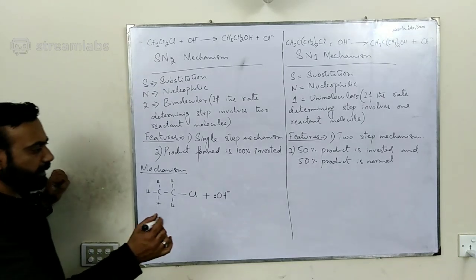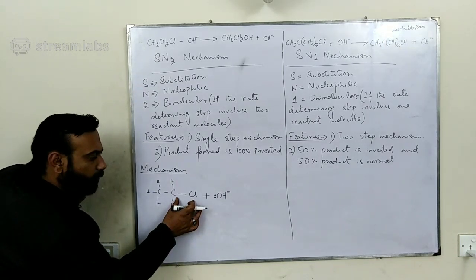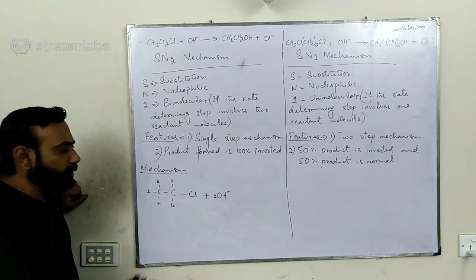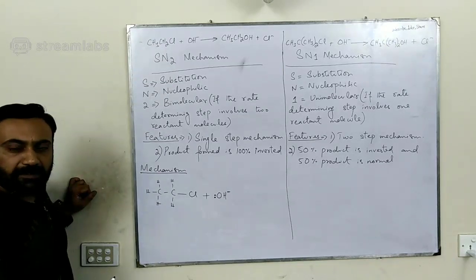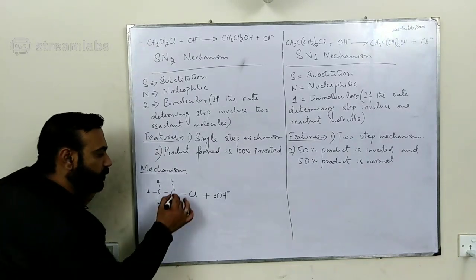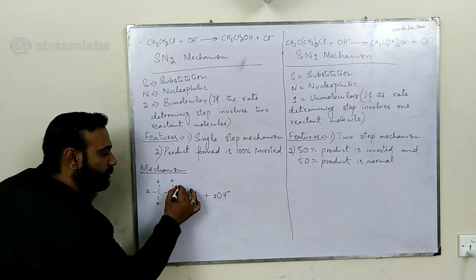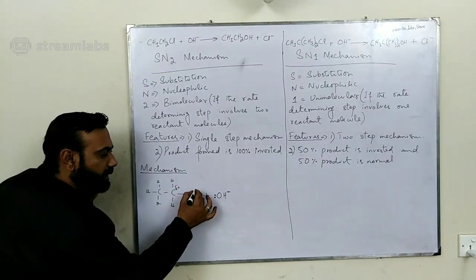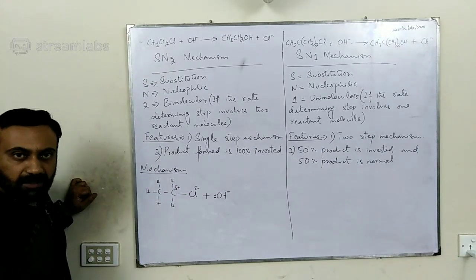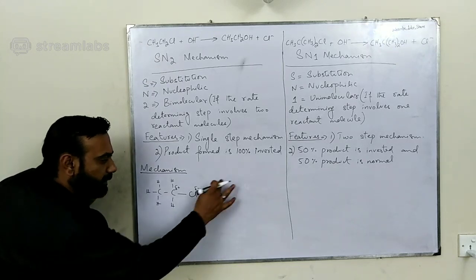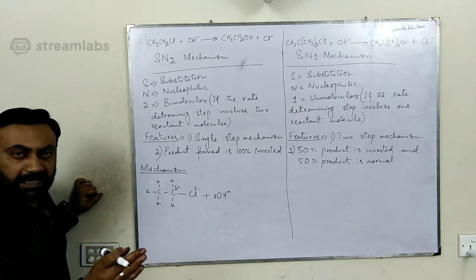Now this carbon to chlorine bond is a polar bond. As we know, chlorine has a higher electronegativity as compared to carbon. So this carbon atom will have a partial positive charge and this chlorine atom will have a partial negative charge. This hydroxide ion is negatively charged.